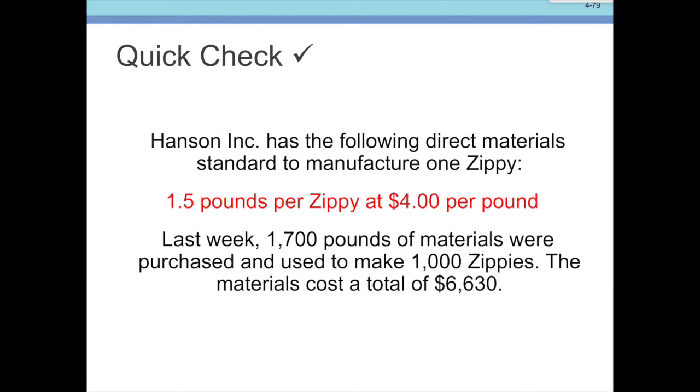Well, that's a good question. If it's 1.5 pounds per zippy, and they made 1,000 of them, then they should have used 1,500 pounds. What did they use? Well, in the example, they used 1,700 pounds. So they used 200 pounds more than they should have. 1,700 minus 1,500. You can see why the formulas work pretty easily, because you can start talking yourself through it or walking through what's going on. So there are 200 pounds more material used than should have been used.